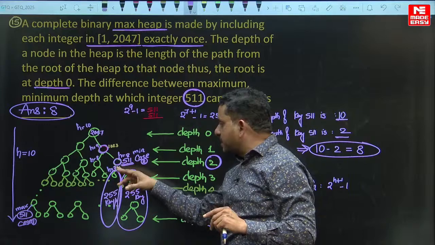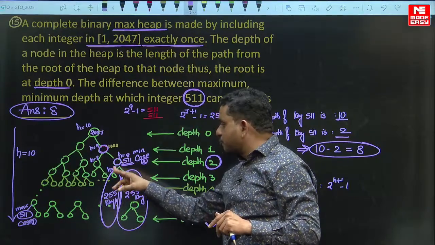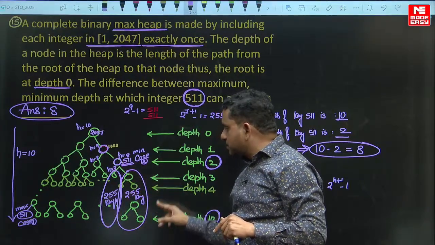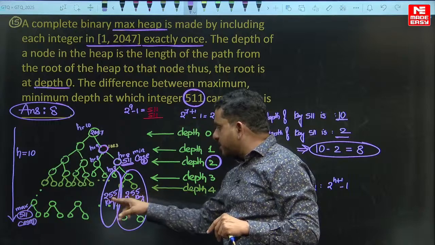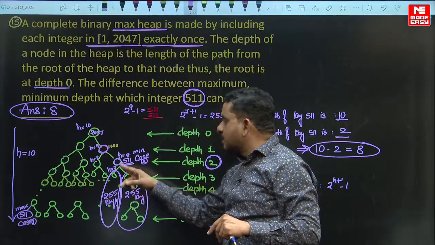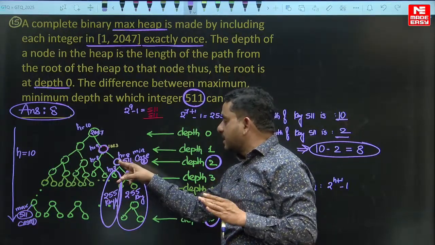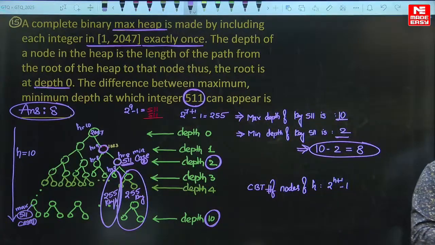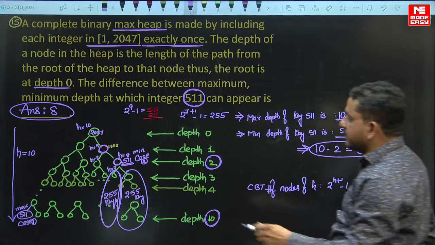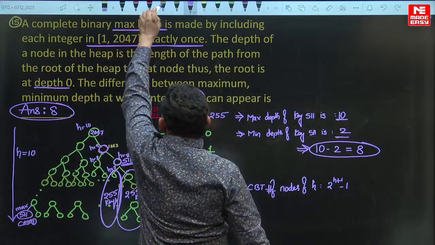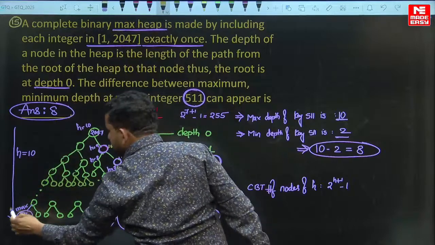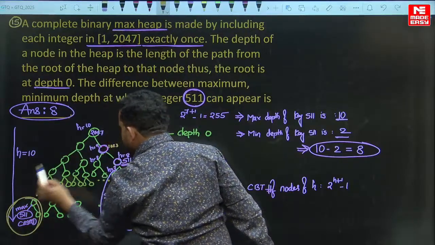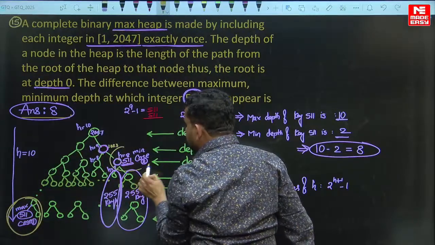510 is less than 511, which means this subtree has 255 keys. This subtree is 255 keys, so there are already 510 keys among the descendants. Then 511 can be at height 8, or we can say depth 2. So I explained two cases here. This case is about the maximum depth, and this case is about the minimum depth.